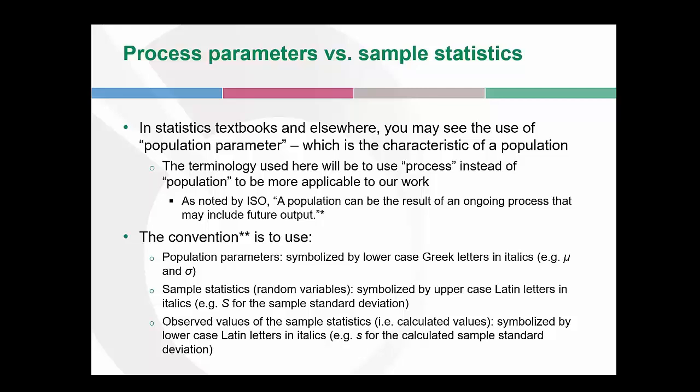So the convention that's typically used, and you may see this in statistics reports, if there's a population parameter, remember that's the true value, then we use lowercase Greek letters. For example, mu to represent the population mean and sigma to represent the population standard deviation. Now, sample statistics are symbolized by uppercase Latin letters like a capital S for the sample standard deviation. When you go out there and you calculate the results using real data, then we say that the sample standard deviation from those realized values is lowercase s. We use lowercase Latin letters in that situation.